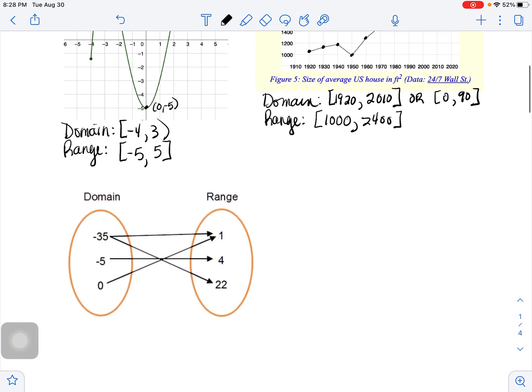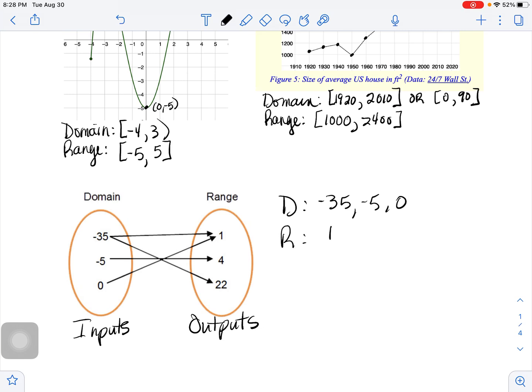We can also represent functions using something called a mapping diagram. And a mapping diagram does exactly what the word map says. It connects an input to an output. So remember, inputs, outputs. In this particular mapping, the domain would be listed as -35, -5, 0. The range would be listed as 1, 4, 22.